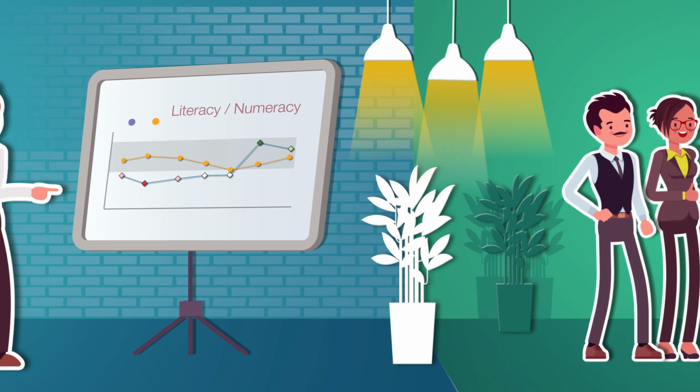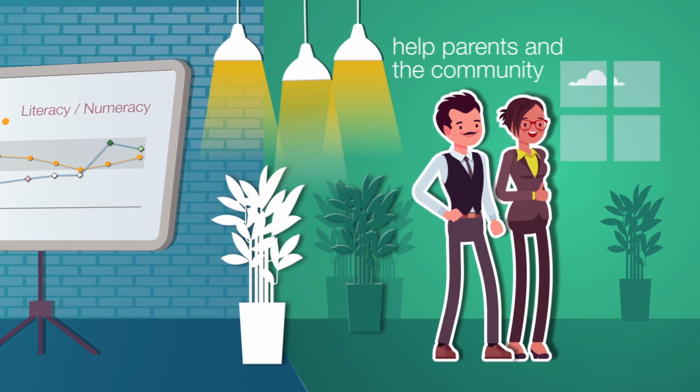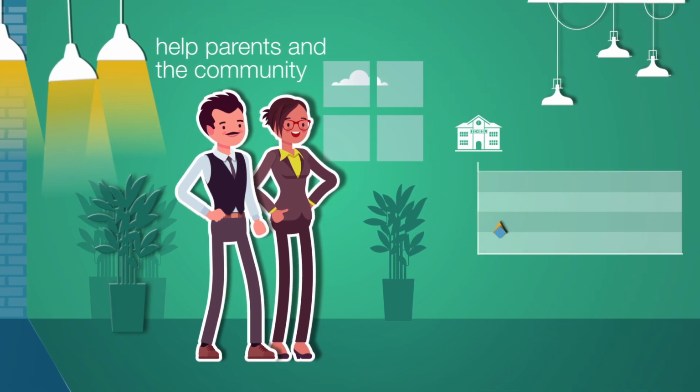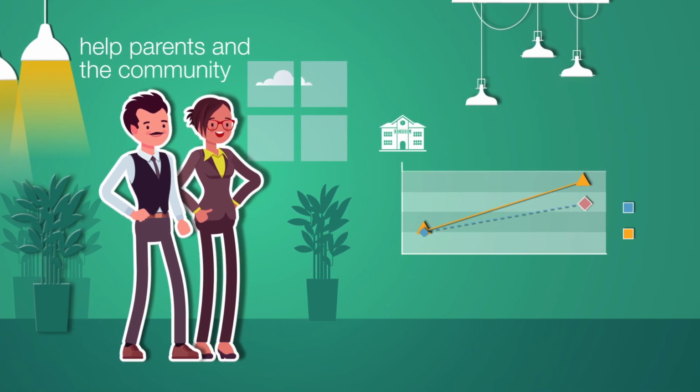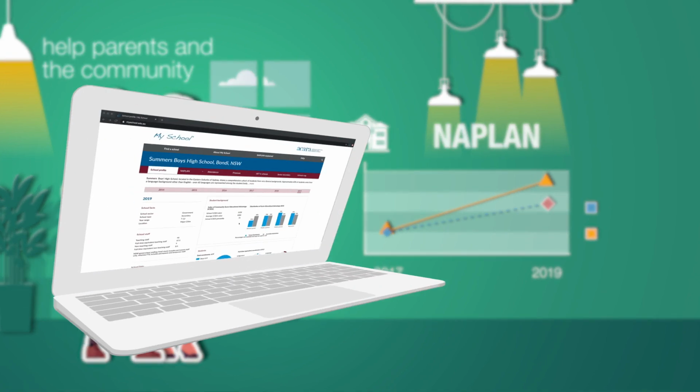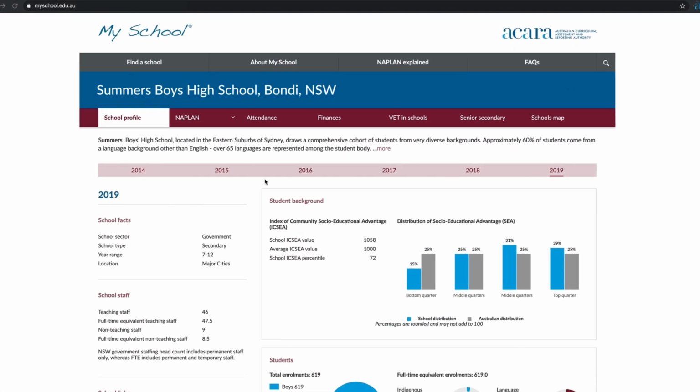My School uses this information to help parents and the community see how a school is performing in terms of improving their students' literacy and numeracy outcomes in the 2-year period between NAPLAN tests. There are 2 ways to look at NAPLAN results on the My School website: student progress and student results. Let's look at student progress first.